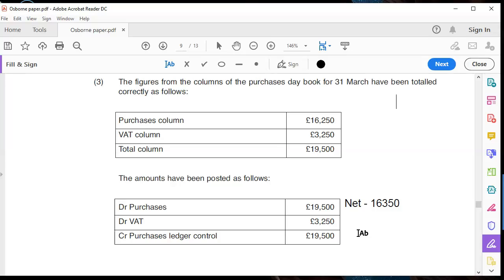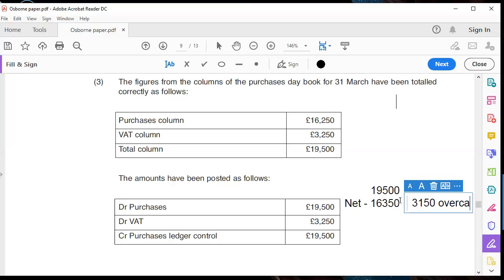So you need to remove the difference from the purchases account. Okay, so see the difference between 16,350 and 19,500. Okay, 19,500 minus 16,350, which will give you a balance of 3,150. So this is the balance which we need to correct. So in the purchases account, instead of putting a figure of 16,350, you put 19,400.